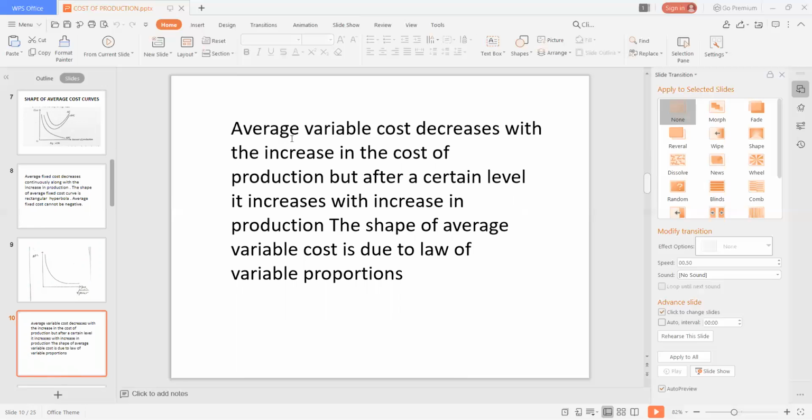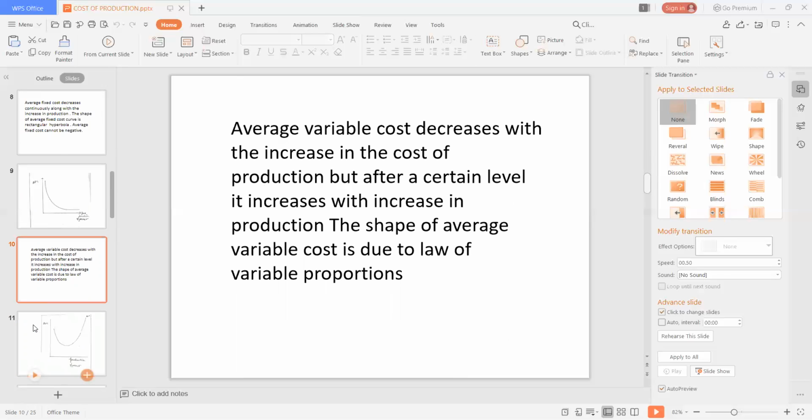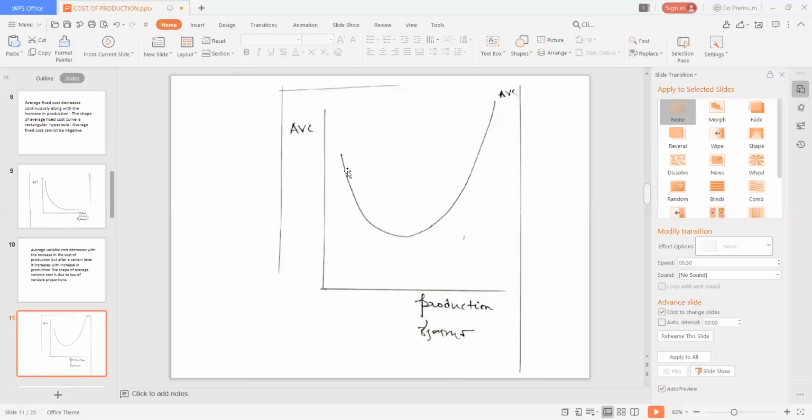Average variable cost decreases with increasing production, but after a certain level, it increases with the increasing production. The shape of the average variable cost is due to the law of variable proportion. Here is the shape of the AVC curve. It first decreases, reaches a minimum, then further increases. And the shape is due to the law of variable proportion.